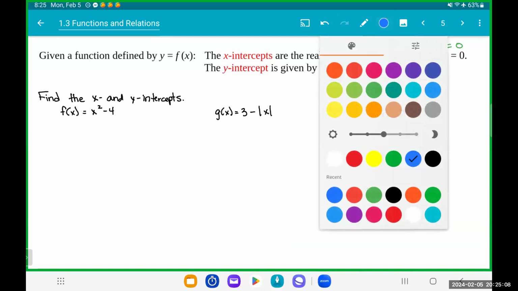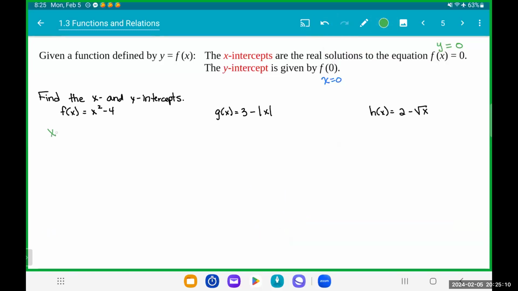So let's do the x-intercept. For the x-intercept, we let y equal 0, or f of x equal to 0, either one. So we take our function, which is x squared minus 4, set it equal to 0, and solve. We add 4 to both sides, and we get x squared equals 4.